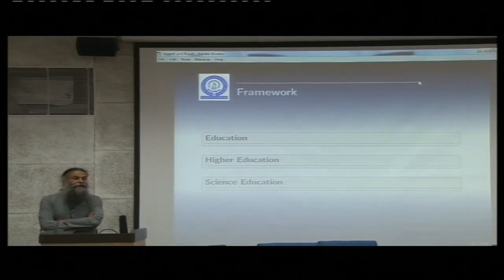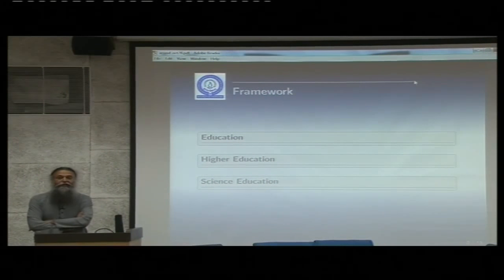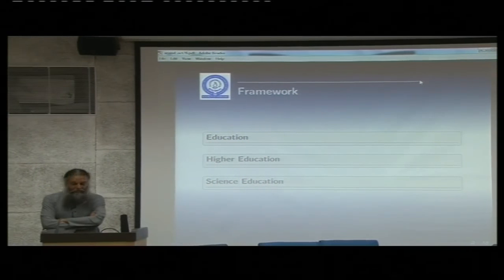So I'm going to make this kind of discrete point. While thinking about initiatives in higher education or in science education, one must connect it with higher education at large and then with education in general, and that I don't think has been happening. Let me give you an example.